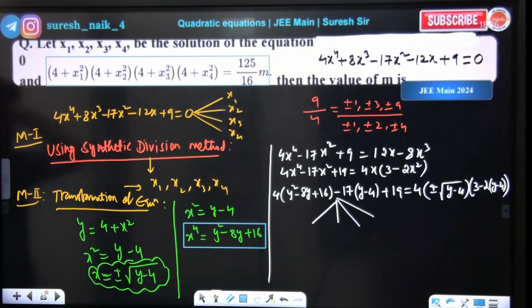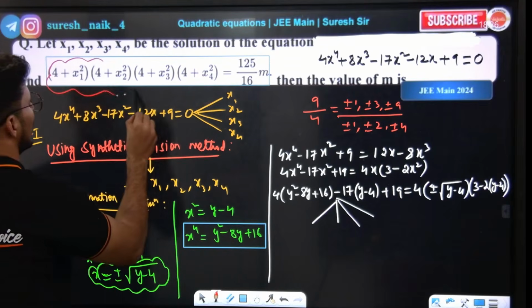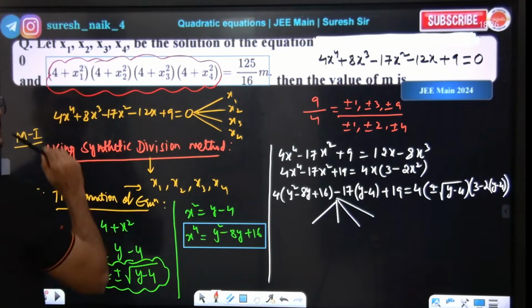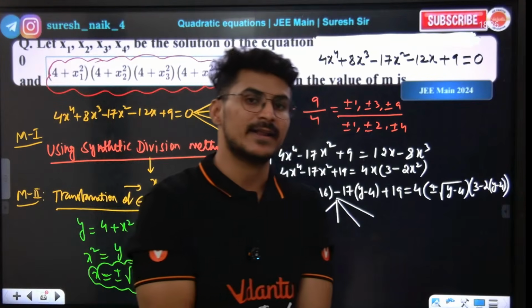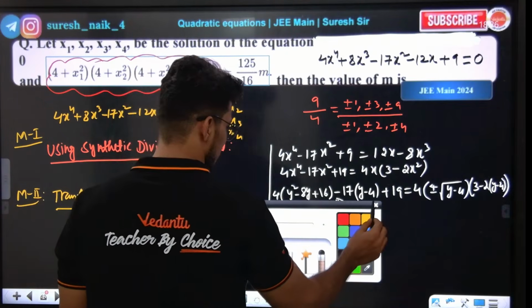x1 square plus 4, x2 square plus 4, x3 square plus 4, x4 square plus 4. Okay, wow. Simplify pannina, you will definitely get one quadratic. Correct or not? They are asking for the product of the roots. Tell me, this has 4 roots basically.